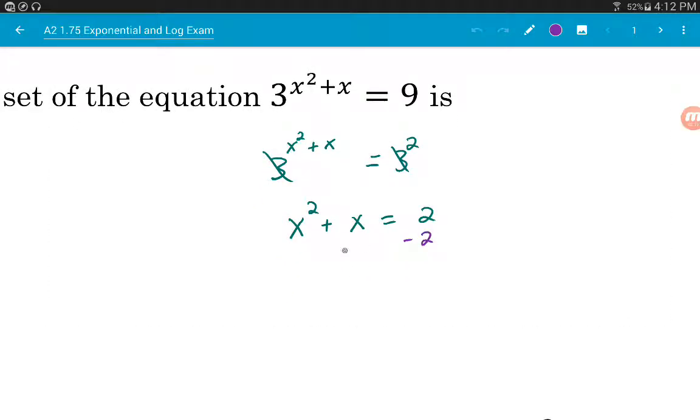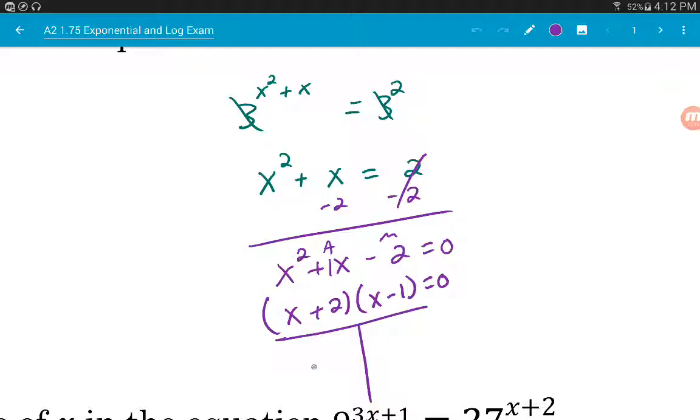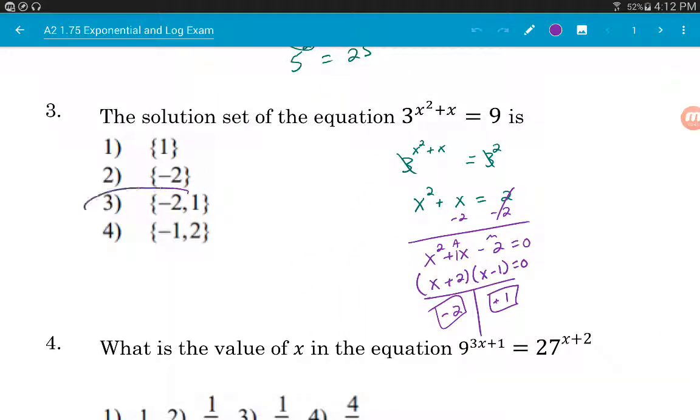Now I have an equation to solve. I'm going to do that by subtracting 2 on both sides. I get x squared plus x minus 2 equals 0. This is 1x, so two numbers that add to 1 and multiply to -2. So it's going to be x plus 2, x minus 1 is equal to 0. That's just double bubble factoring. And then my answers are -2 and +1. And that's choice 3.